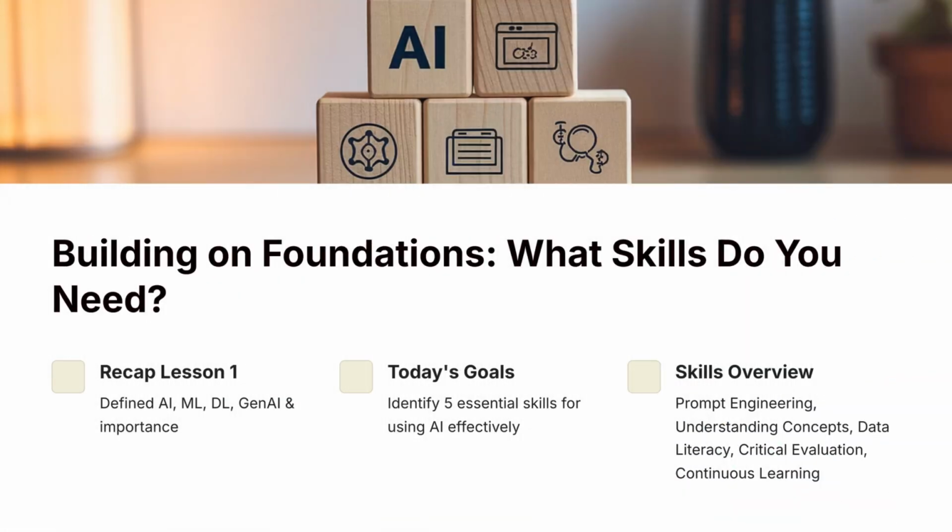Let's quickly recall Lesson 1. We defined AI, machine learning, deep learning, and generative AI, and understood their significance. Now we build directly on that foundation. Our goals today are to identify and thoroughly understand 5 crucial skills: mastering prompt engineering for clear communication, solidifying your understanding of AI concepts to know tool capabilities and limits, developing basic data literacy to grasp AI's reliance on data and potential biases, honing critical evaluation skills to analyze AI outputs intelligently, and embracing continuous learning to adapt in this fast-paced field. These skills work together to make you an effective AI user.